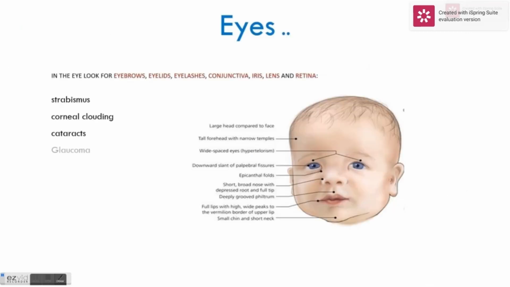In the eyes, there are multiple things you can recognize. You start from the eyebrows, the eyelid, the eyelashes, the conjunctiva, sclera, lens, retina, look for cataract, look for coloboma, look for the color of the iris, any telangiectasia, absent eyelashes, double eyelashes, and all are mentioned here. Not all of them, but this is what you recognize. This is down-slanting eyes, hypertelorism, epicanthal folds.